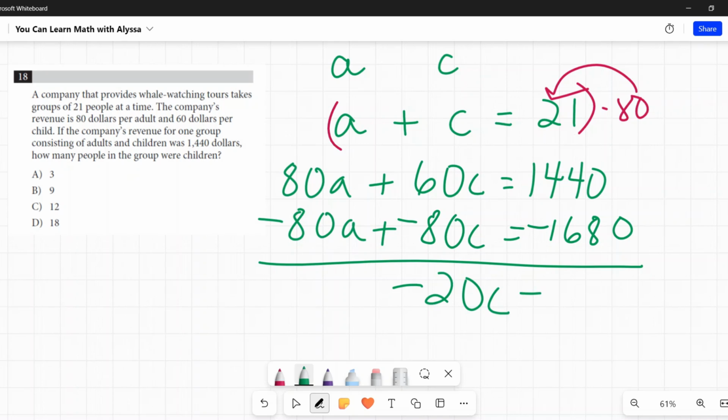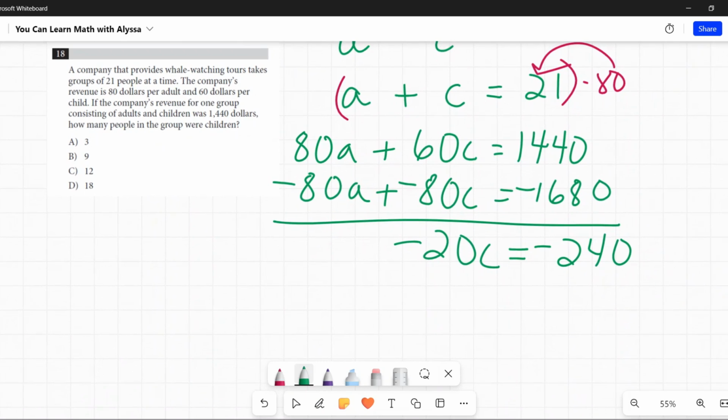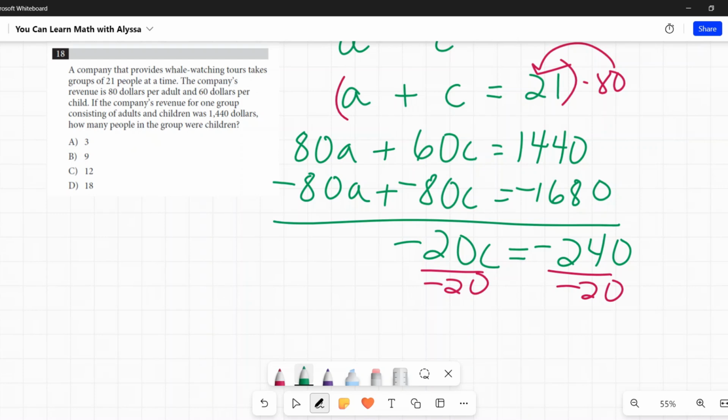And if you're asking, wait a minute, you can't have negative children, it'll all work out in the end, I promise. 1,440 and negative 1,680 gives me a negative 240. Negative and a negative. That's where it's going to fix itself. So to solve for C, since it's negative 20 times C, I need to divide both sides by negative 20. And I get that C is equal to 12.